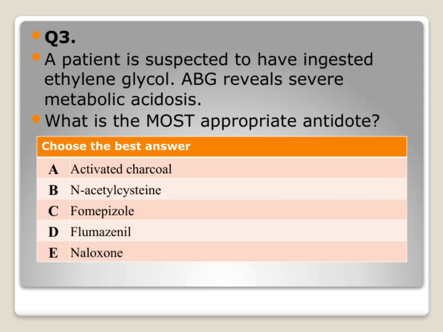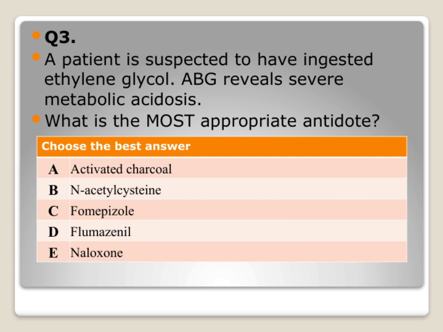All right, let's look at this question. We're dealing with a patient who is suspected to have ingested ethylene glycol, and the arterial blood gas shows severe metabolic acidosis. Now, ethylene glycol poisoning is a serious emergency, and recognizing it quickly is crucial. The key here is understanding the toxic metabolites of ethylene glycol, which cause the metabolic acidosis.